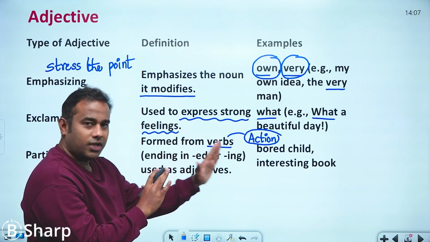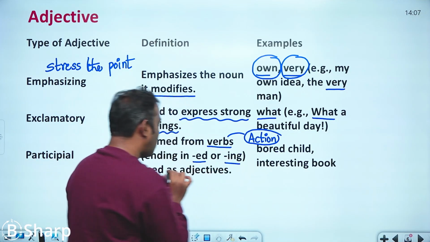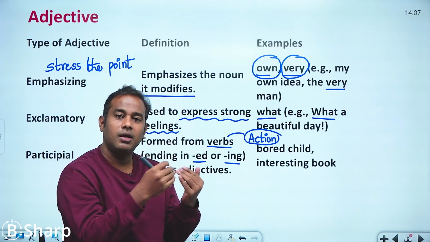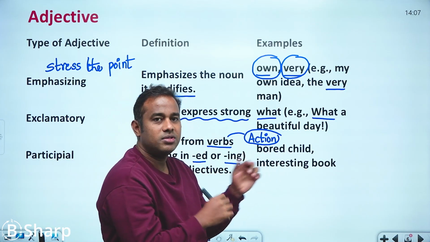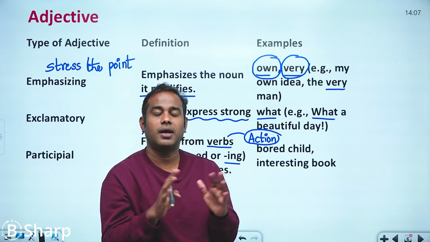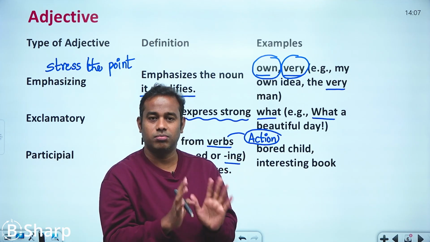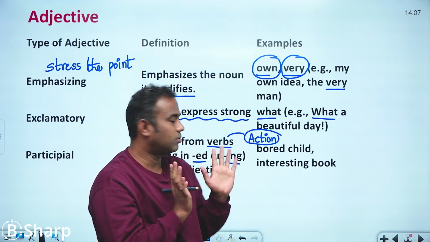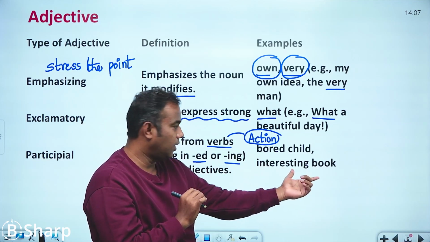Whenever there is a verb, if we add ed or ing at the end, it can be converted from a verb to an adjective. Look here: bored child means the child is already bored, not engaging in anything, already feeling tired. So the child is bored. Also, this book is interesting.